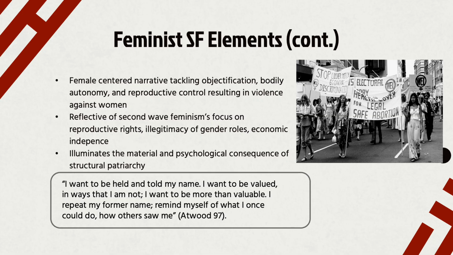It can also be seen in the way that Alfred says, "I want to be held and told my name. I want to be valued in ways that I am not. I want to be more than valuable. I repeat my former name, remind myself of what I once could do, how others saw me." In a world that denies her an identity beyond her womb viability and fertility, she asks to be recognized as a human once again, given the continuous subjugation she suffered under the Republic.